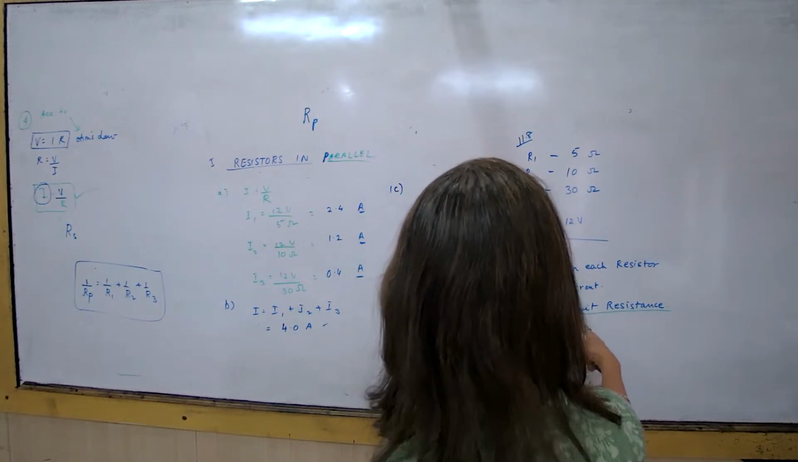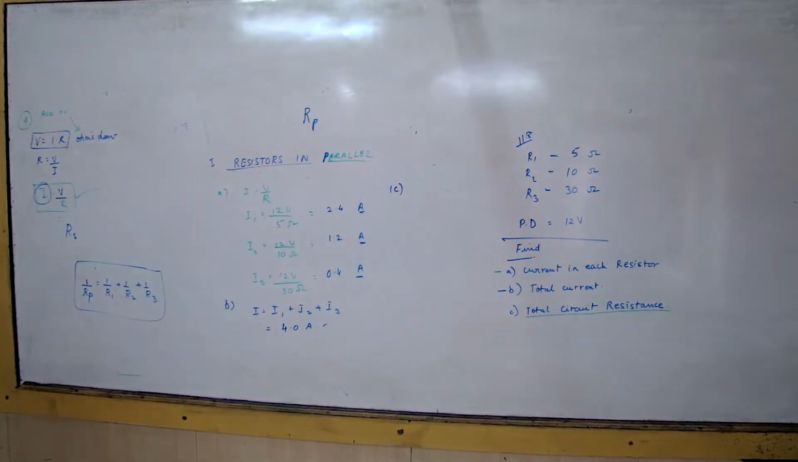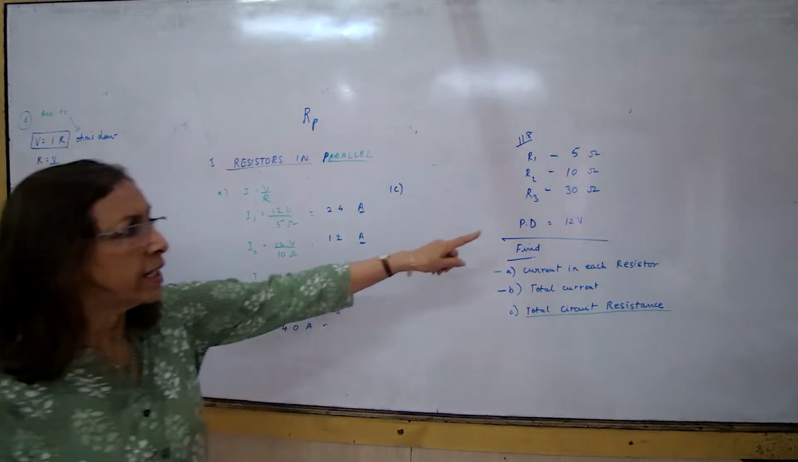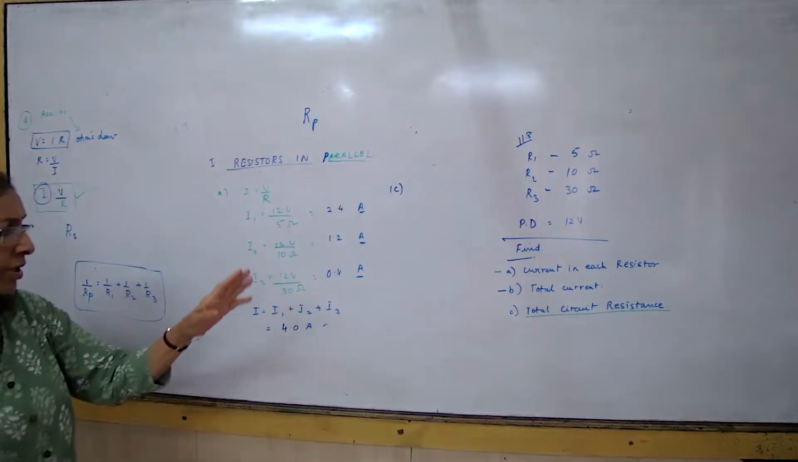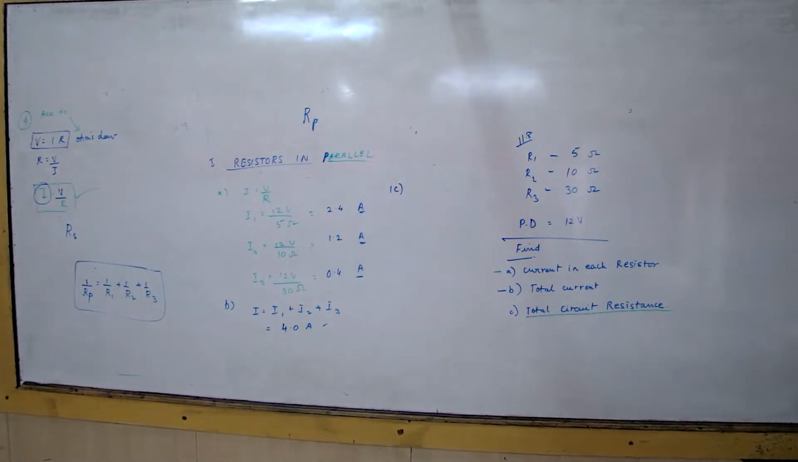Calculate the total circuit resistance, 3 ohm. Total resistance R you have to find out using this. R is equal to V upon I. We now know I. V is already given here, 12 volts is given. Total circuit resistance is 3. How did you do that?